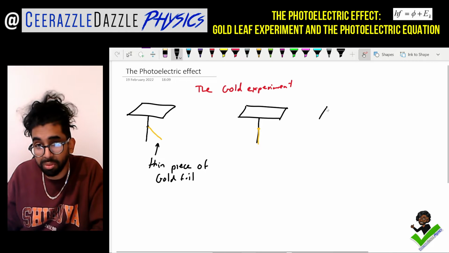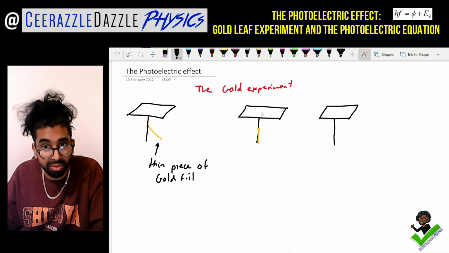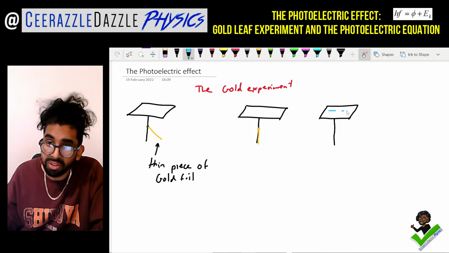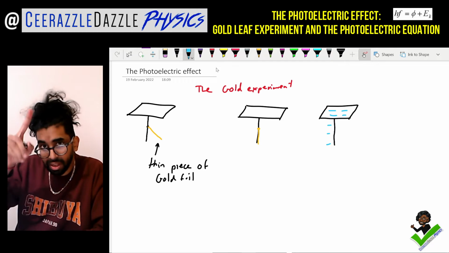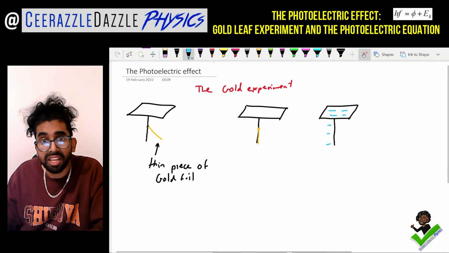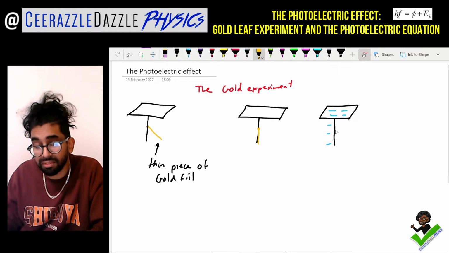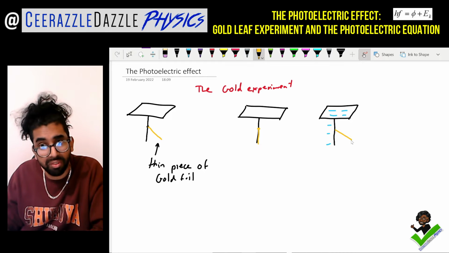So we've got the metal plate at the top over here. And guys, obviously, this metal frame bit is over there. And now we're going to add the charges. So here we've added some electrons. There we go. They're going to travel down the metal pole and they're going to go along that gold leaf, or the piece of gold foil over here.